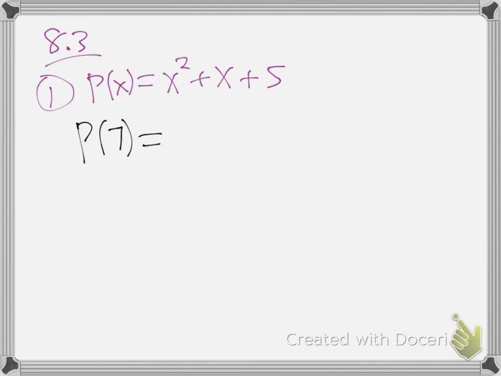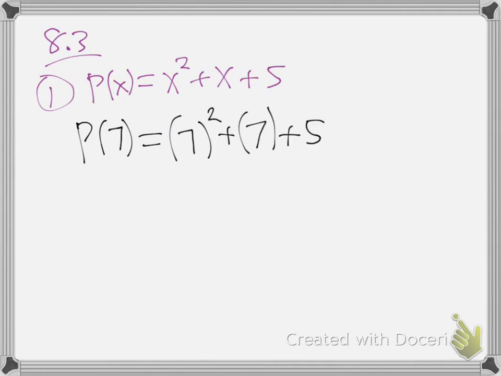Everywhere you've got x, right? Both places you have x. Plug in that 7. So what do we get? 7 squared plus 7 plus 5.